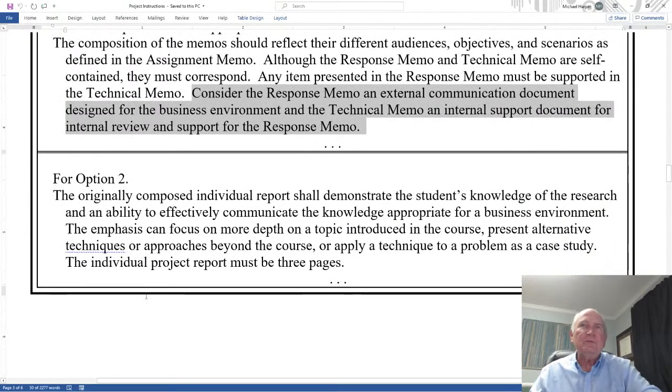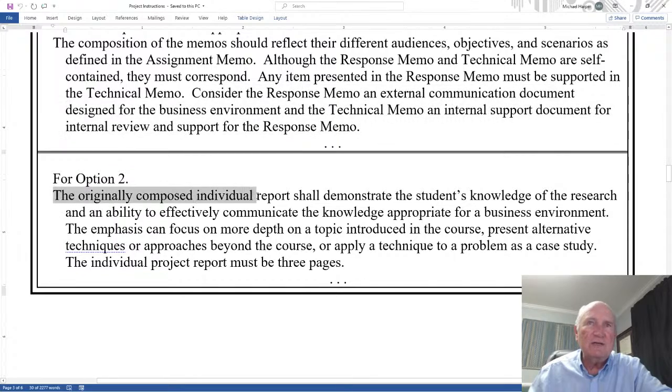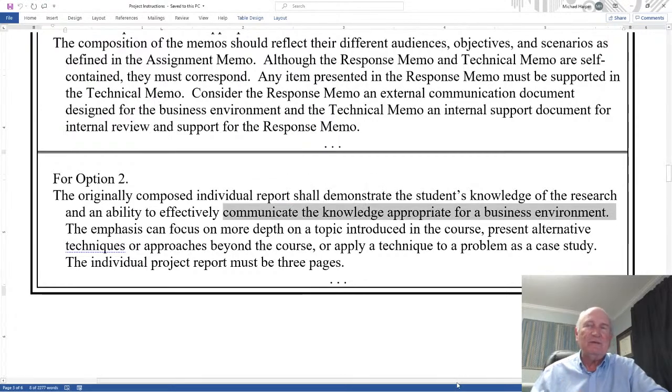Okay, for option 2, the originally composed individual report shall demonstrate the student's knowledge of the resource and ability to effectively communicate the knowledge appropriate for a business environment. Again, to communicate in a business environment, not academic, but a business environment. And what I mean by that is you tell them what they need to know. You don't tell them everything about the subject. You say, here's what I found.